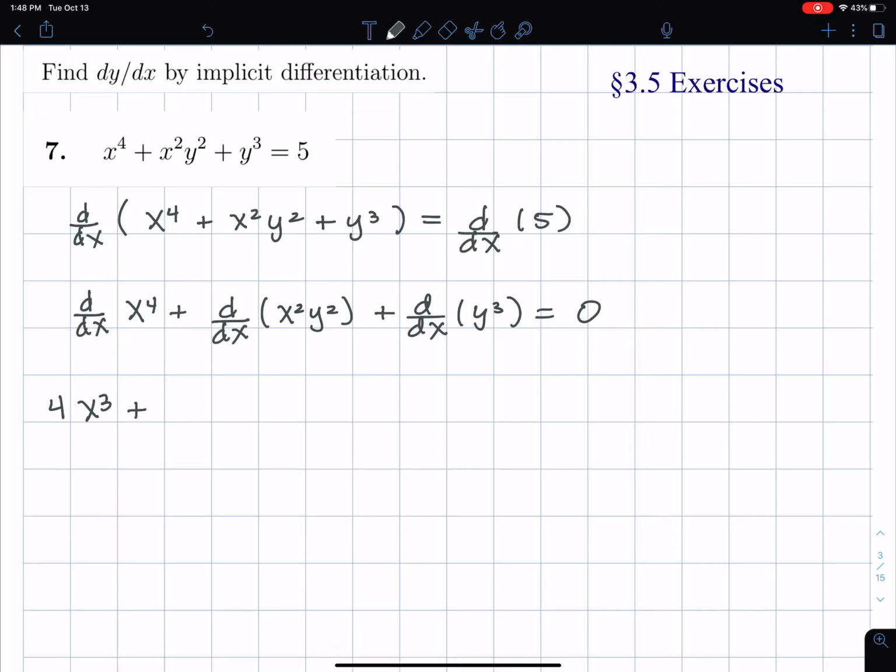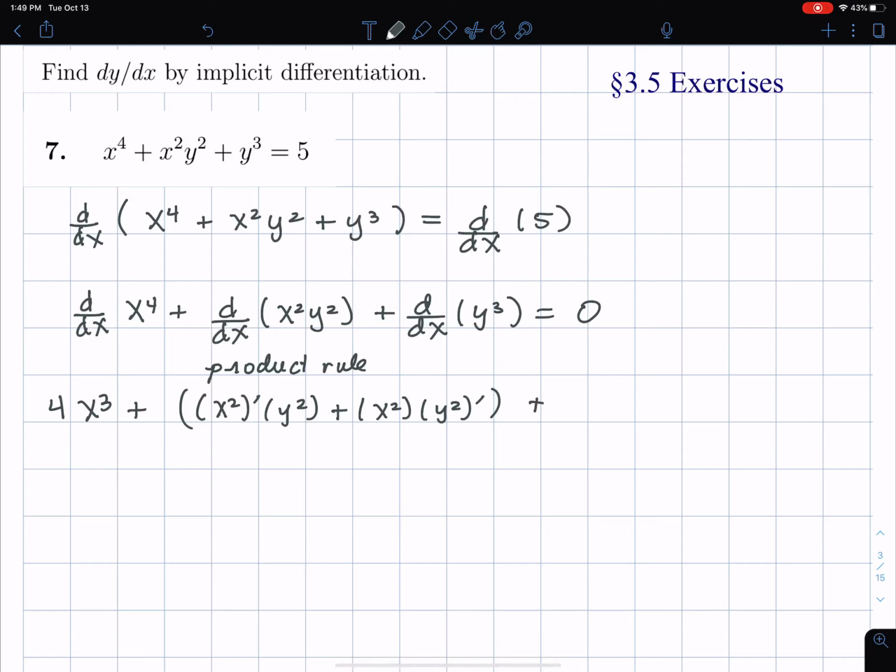Now, for x squared y squared, I need to use the product rule. So I have x squared prime times y squared plus x squared times y squared prime. So I use the product rule there. I'll go on the next step and actually take those derivatives.